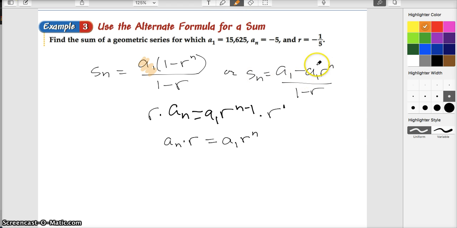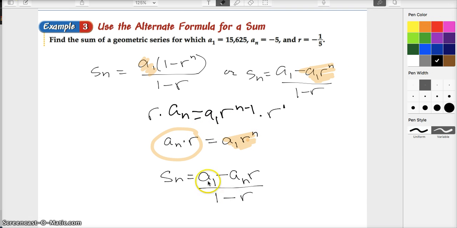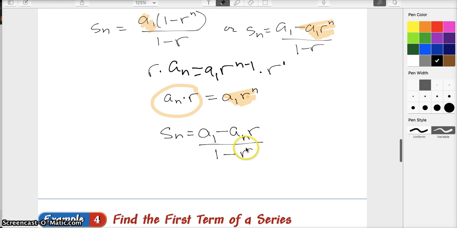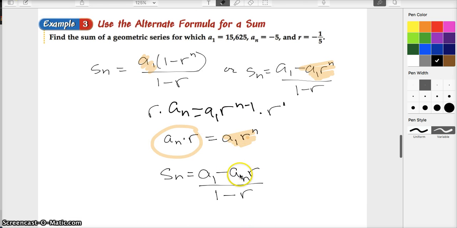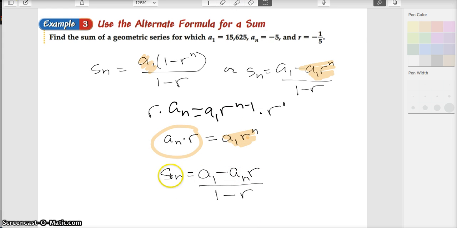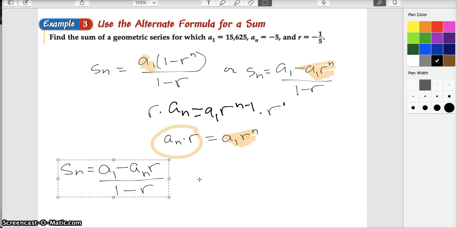And because of that, right here in this equation where I have a sub 1 times r to the n, since it's equal to a sub n times r, I can replace this with this. Why is that beneficial? Well, with this replacement, I now can solve the problem because I am not relying on knowing n. I just need to know what a sub n is. Cool? I hope that made sense. I'm going to slide this over and we're going to do this problem in no time.